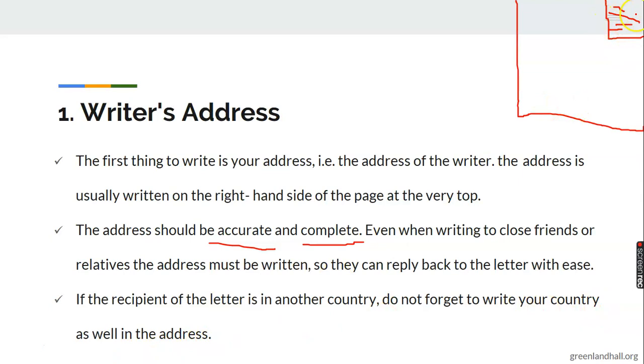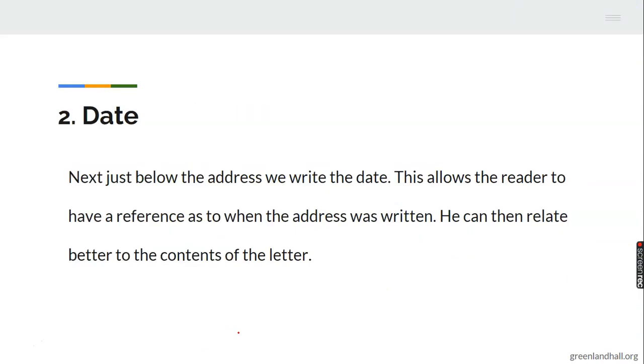Very, very important. It usually comes before the date. Yes, before the date. Alright, let's move on now. The date now. After your address and this place, then you have your date right below the address. That's where you write the date.